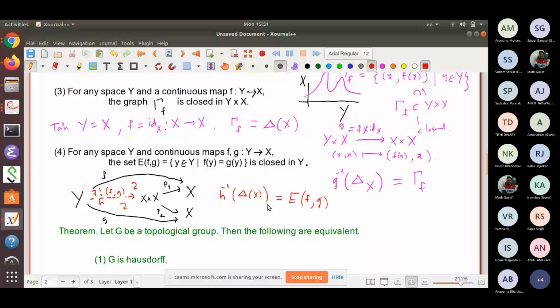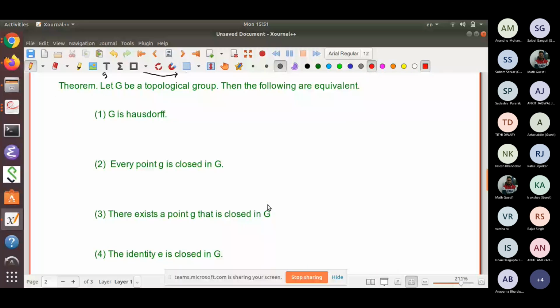Okay. Now let's suppose that we had a topological group. So far we had a topological space, and now we have a topological group.